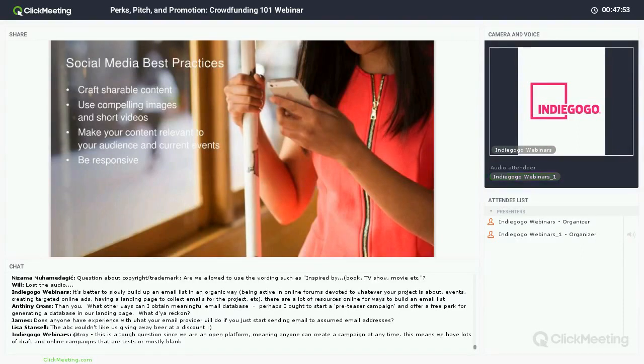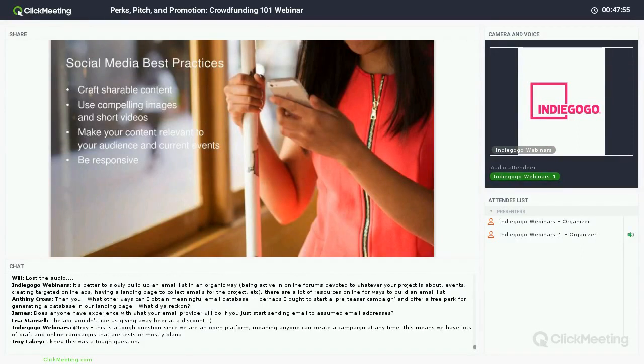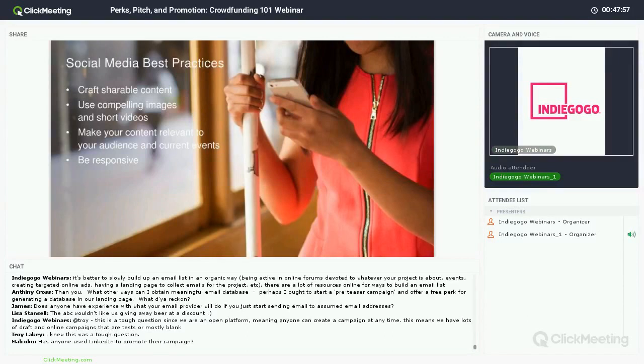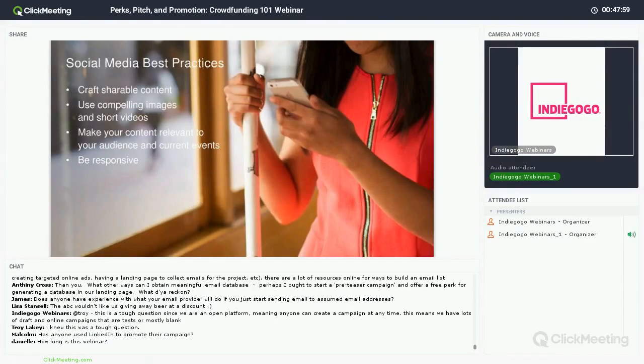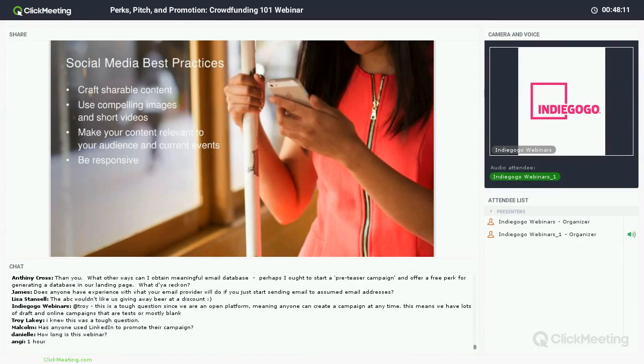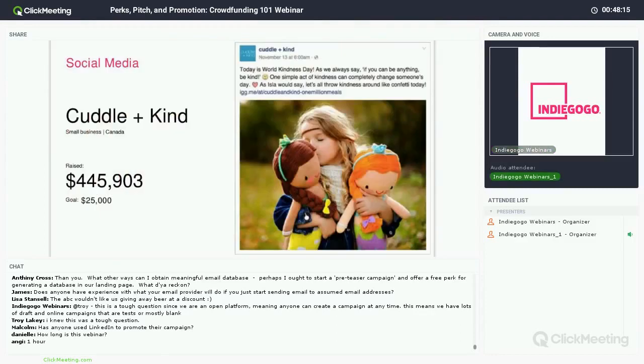So as I've said, you want to craft shareable content, use compelling images and short videos, make your content relevant to your audience and current events, and make sure you're responsive. If people are commenting on your posts, you want to respond to them. If people send you messages through Facebook, you want to respond to them. It's very, very important.